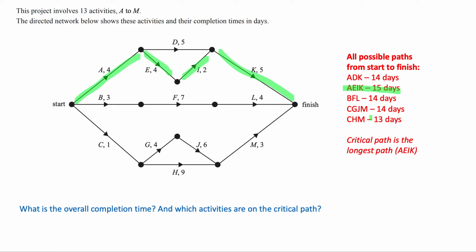So basically, this shows the time it's going to take for each individual path to be finished, but obviously the whole project's not finished until every single path is finished, because that means that every single activity is finished. So the overall completion time is 15 days. And which activities are on the critical path? A, E, I, and K.